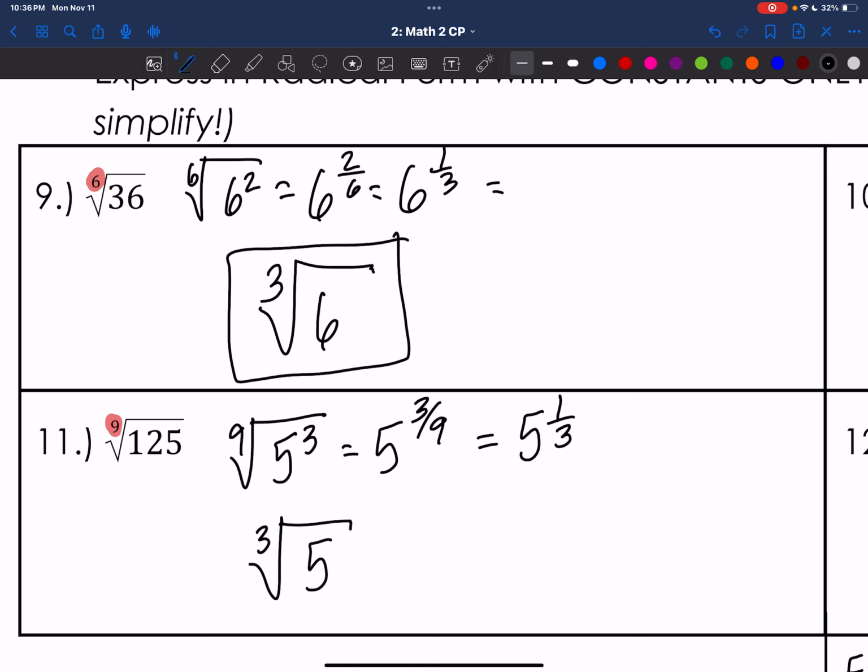All right, so for this one, what I did was I made this into 6 squared because 2 and 6 you can simplify. Then 2/6 simplifies to 1/3. And then now I can actually rewrite this because remember 1's there, 3 is there, and then I just take the cube root of 6 and that's it.